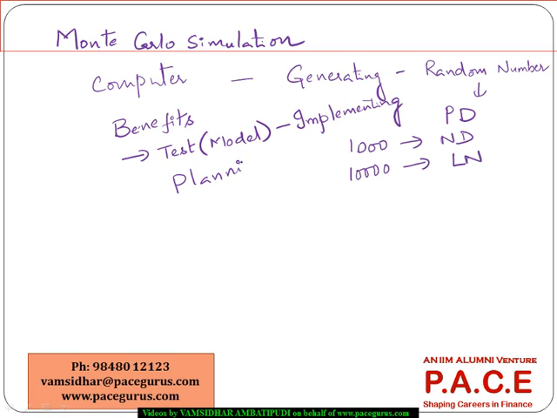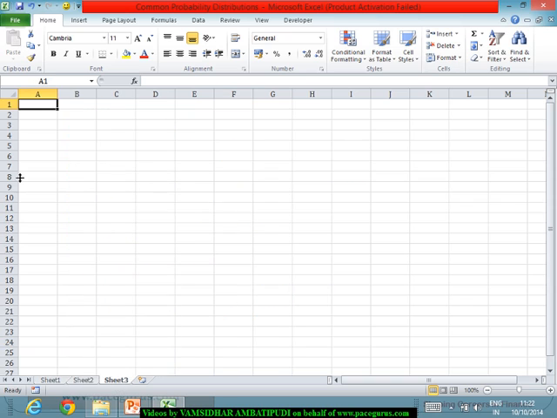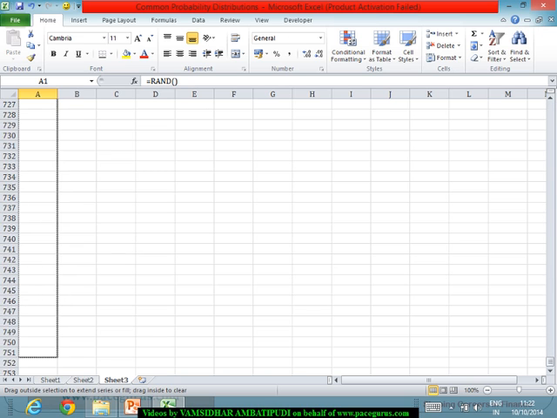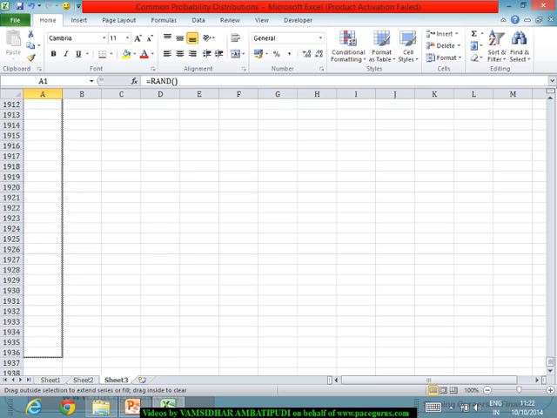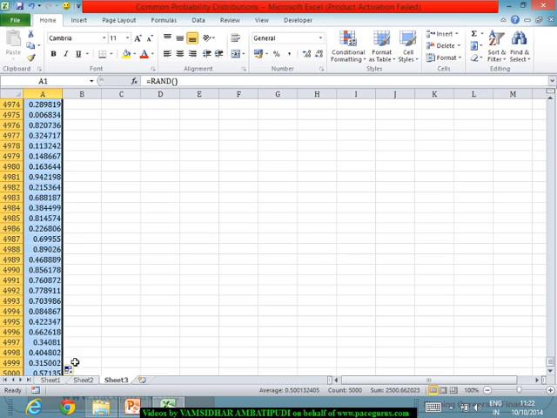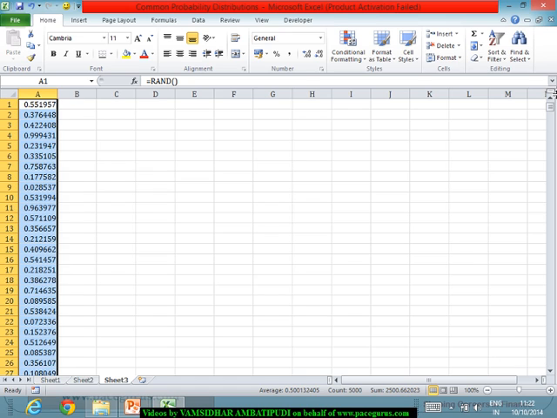Just giving you a simplified scenario, in a spreadsheet I can use a simple formula called RAND. This RAND formula generates random numbers between 0 and 1. So let's say here I will generate around 5000 random numbers. All these numbers follow a continuous uniform distribution. Based on that continuous uniform distribution, random numbers are generated between 0 and 1.